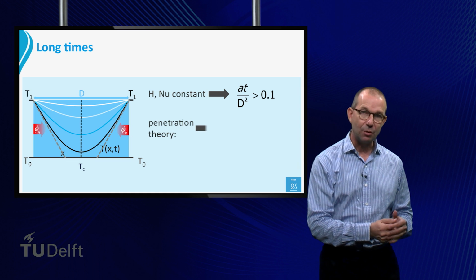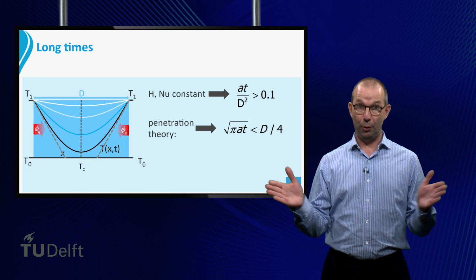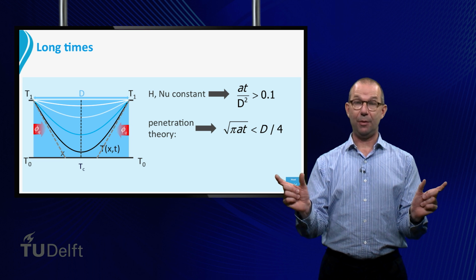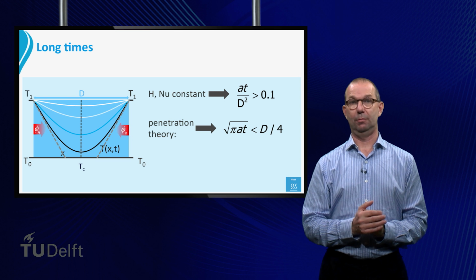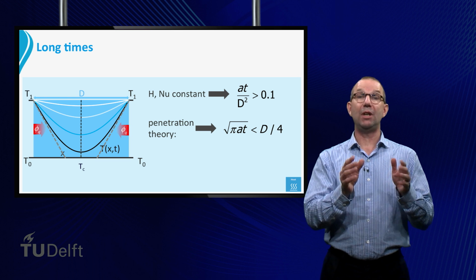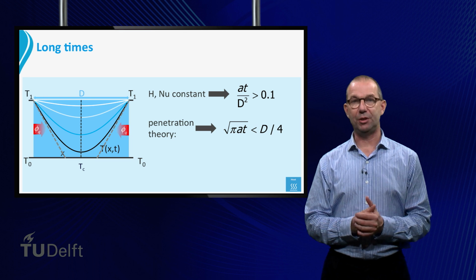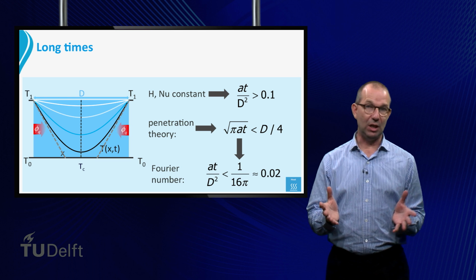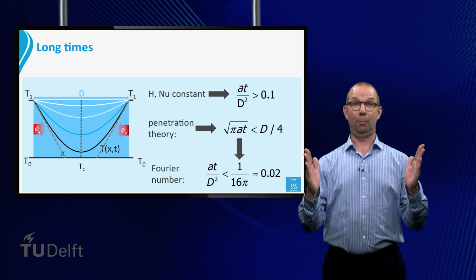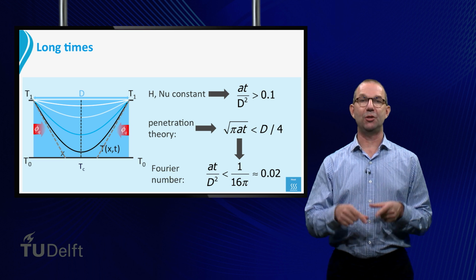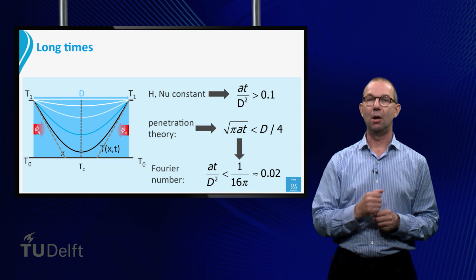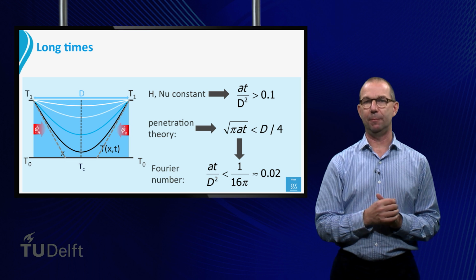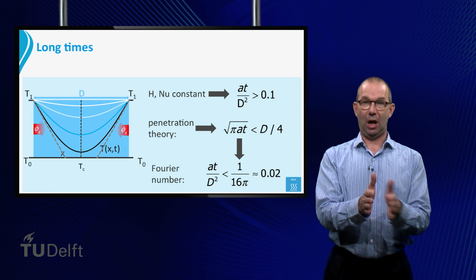Compare this to the short times. Now heat is moving in from both sides, thus the penetration theory is valid if the penetration depth hasn't reached halfway the center. Thus it must be smaller than half of half d, that is smaller than d over 4. If we turn this into a rule for the Fourier number, we see that when the plate is heated up from both sides, penetration theory is valid only for alpha t over d squared smaller than about 0.02. Thus there is a gap in our theory. Short times and long times are separated.